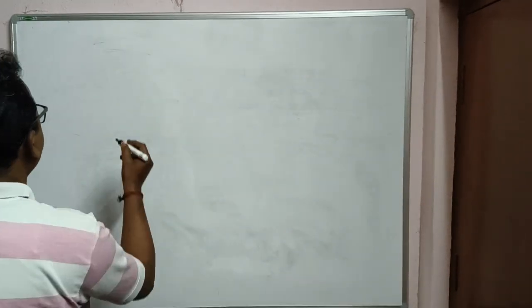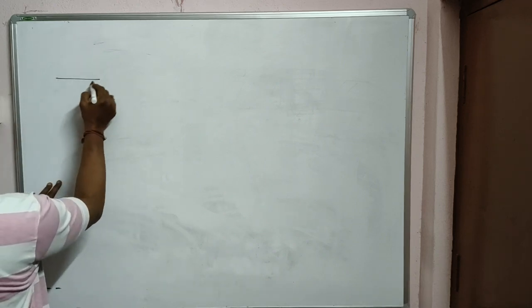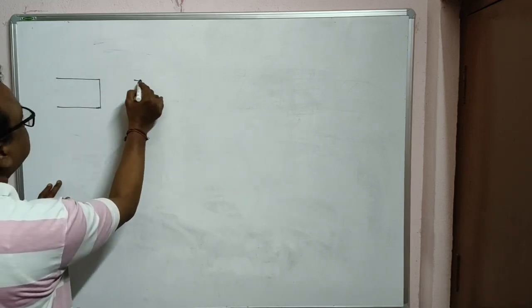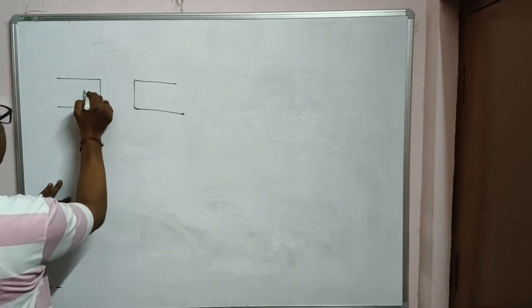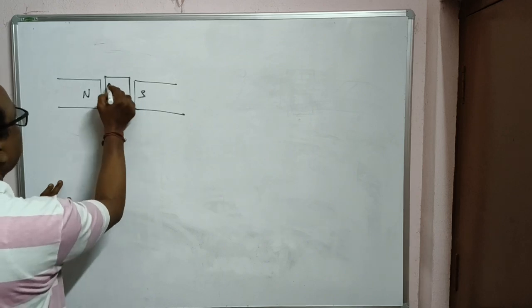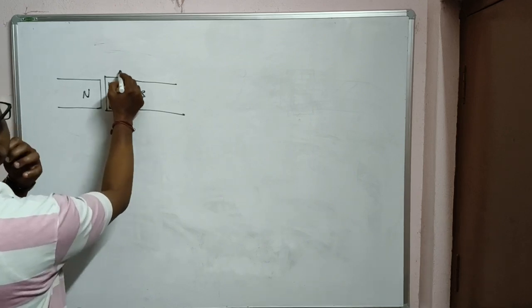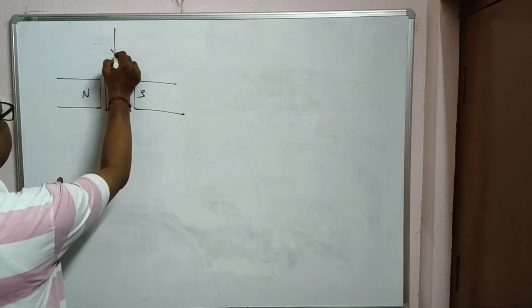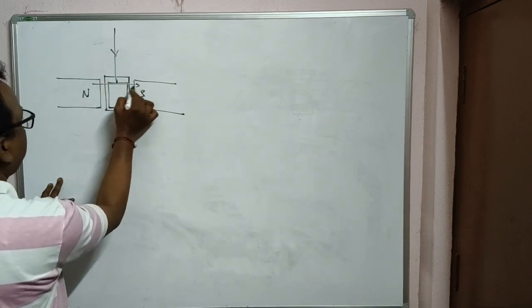Next one, force acting on a current carrying conductor. I think this will be the second last one. Already I told you just now, for example, these are the magnetic poles, suppose north pole, south pole. Now suppose this is a coil suspended here with a suspension thread. Now due to this you have a magnetic field.